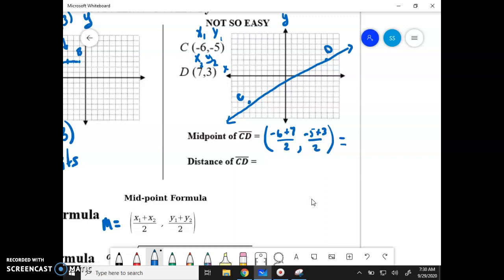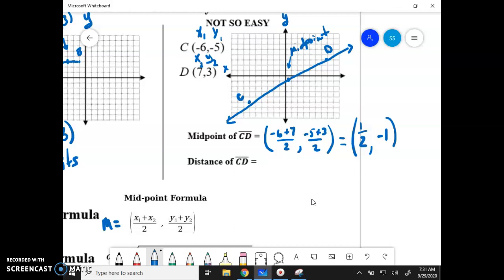Now we just solve these. Negative 6 plus 7 is 1 over 2. We can leave that as a fraction, or you could get 0.5, and they're both correct. Then negative 5 plus 3 equals negative 2, and negative 2 divided by 2 is negative 1. Again, this is something you can do in your calculator. So the exact midpoint is over a half and down 1. That would be your midpoint.